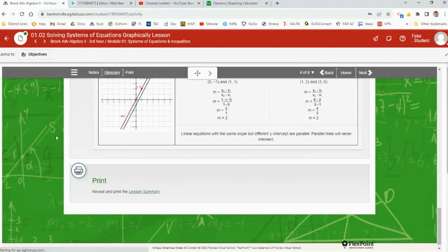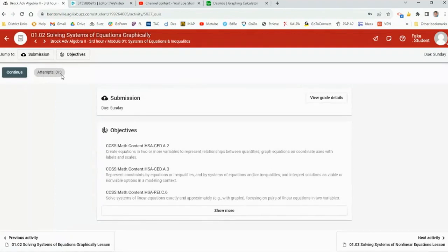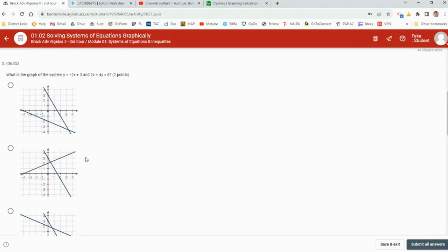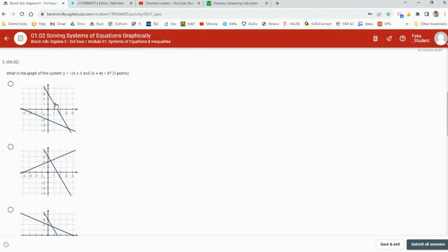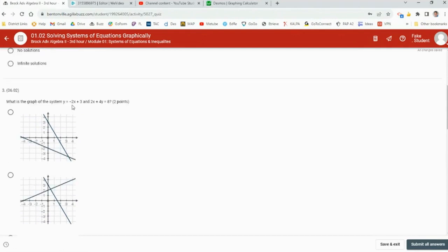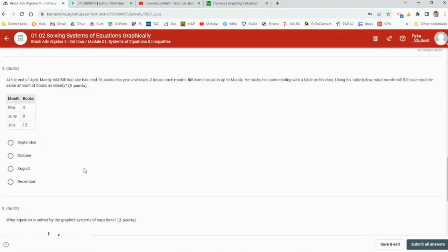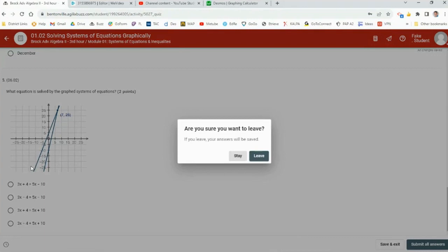Let's look at the assignment on this one real quick. Solving systems graphically. Again, you have 3 attempts. But on this, you can use graphing technology. Put these on Desmos. Put this equation in, put this equation in. Which point do they intersect at? All right. Here they give you the graphs. Well, they give you 4 graphs and they're asking which one of the graphs is this one: y equals -2x plus 3 and 2x plus 4y equals 8. Well, if you don't know by looking at it, put those on Desmos and see which one of these it looks like.